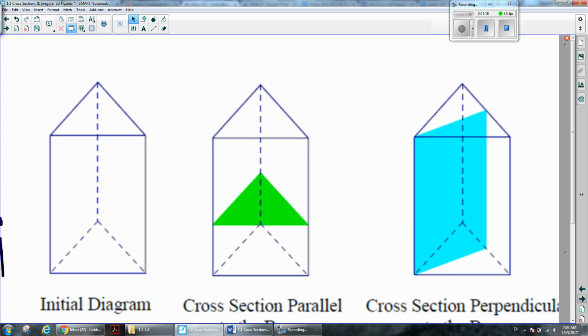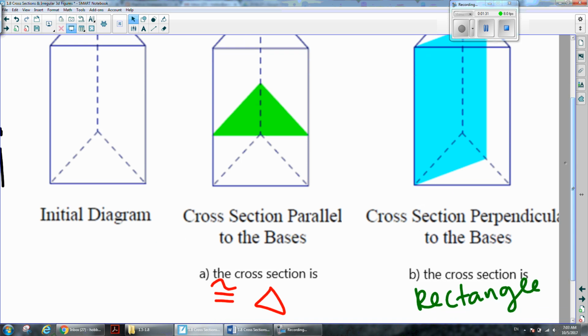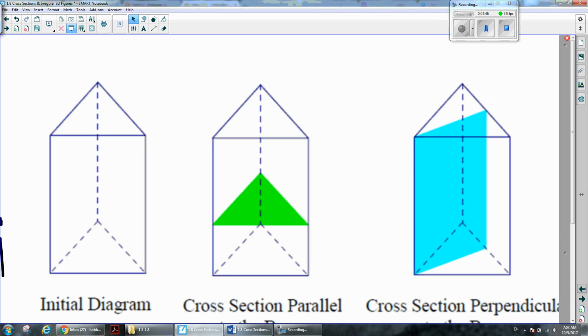Okay, so if this is our triangular prism, if the cross section was coming in parallel to the base, we'd end up with a congruent triangle. Be the same shape as the base. If the cross section was perpendicular to the bases, then we can see that we'd have a rectangle. So make sure that you're sketching in those shapes on your paper, sketching a triangle, sketching the rectangle. That'll help you in your notes later.